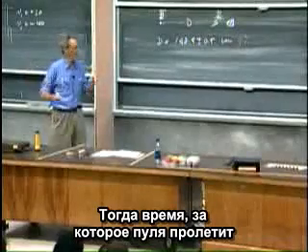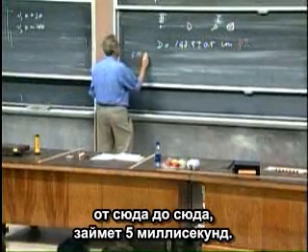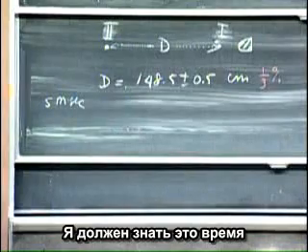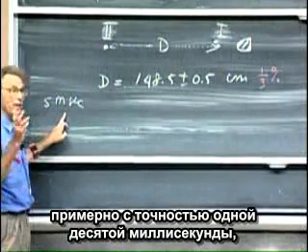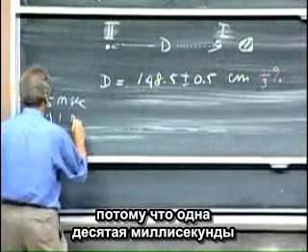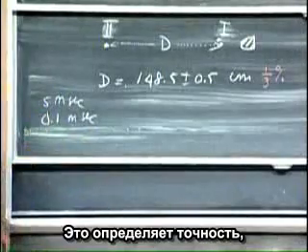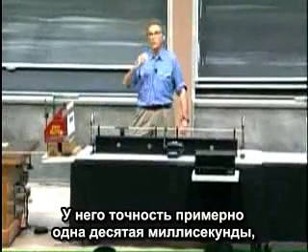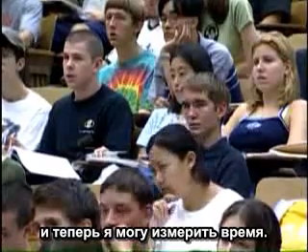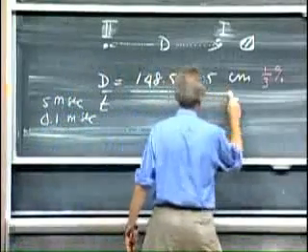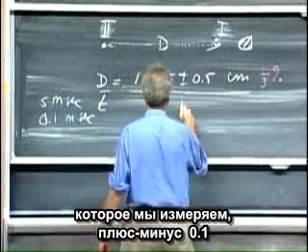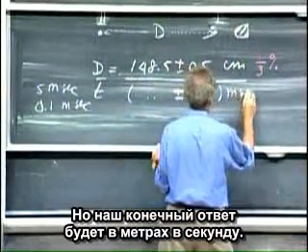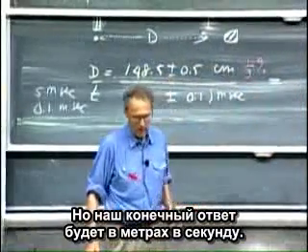Just a wild guess. Then it would take 5 milliseconds for this bullet to cross from here to here. And if I want to make a measurement to 2% accuracy, I have to know this timing to about 1/10 of a millisecond, because 1/10 of a millisecond is about 2% of 5. So that sets the accuracy that I need for the time measurements. And so we do have a timer. It is accurate to about 1/10 of a millisecond. And so now I can measure that time. So I'm going to have here some time that we measure, plus or minus 0.1, and we'll do the whole thing in milliseconds, but our final answer will be in meters per second.